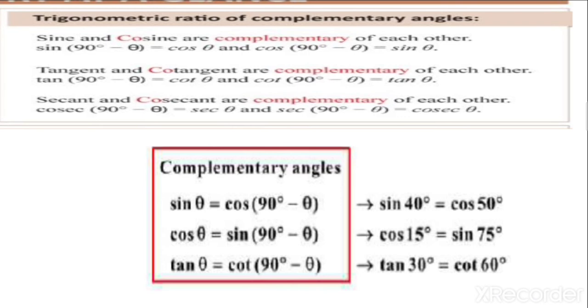So if in exam the question comes sine 40 degree and there is a big sum over there, so instead of sine 40 degree, you can also write what? The complementary angle of sine is cos. So I can write over there cos 90 minus 40, that is cos 50. Understood how sine 40 is equals to cos 50?